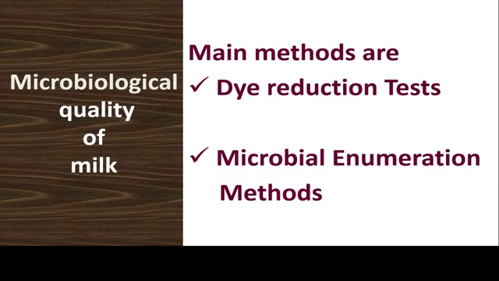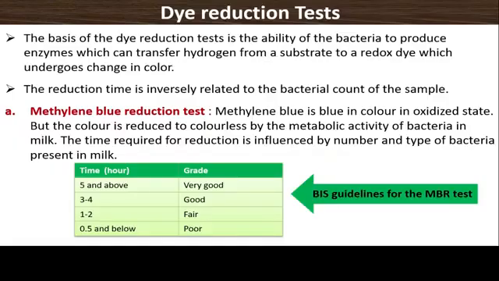Microbiological quality of milk. Main methods used are dye reduction tests, then microbiological enumeration methods. First, dye reduction tests. The basis of the dye reduction test is the ability of the bacteria to produce enzymes which can transfer hydrogen from a substrate to a redox dye which undergoes change in color. The reduction time is inversely related to the bacterial count of the sample.